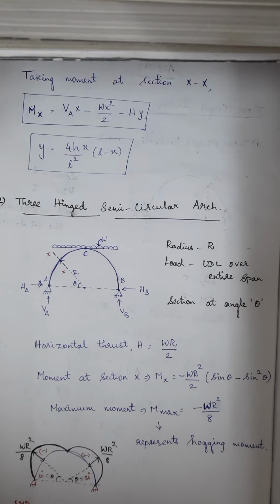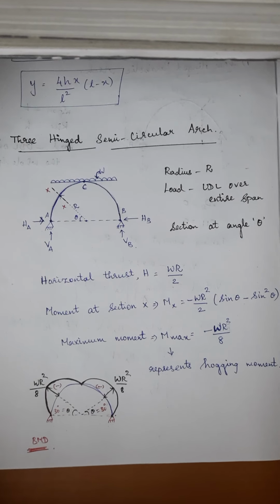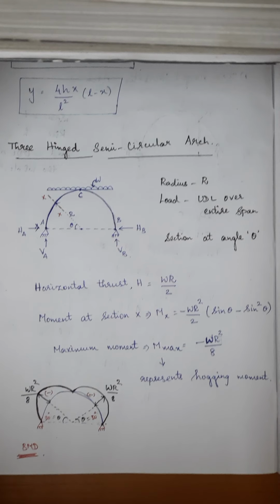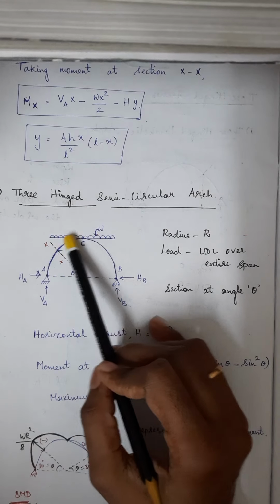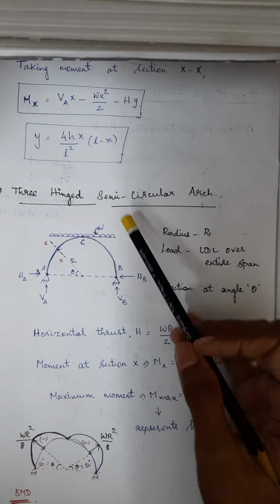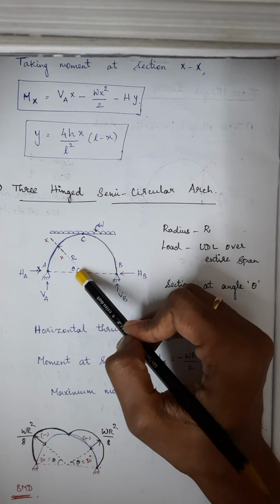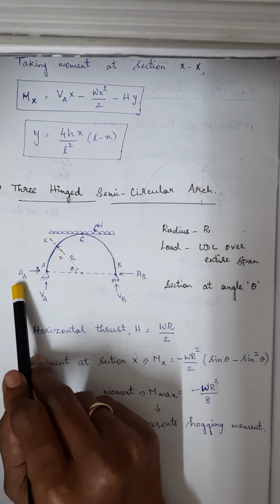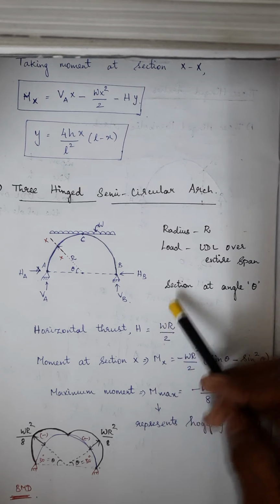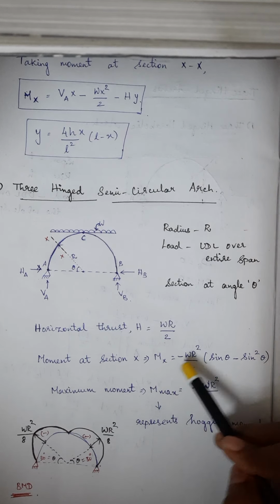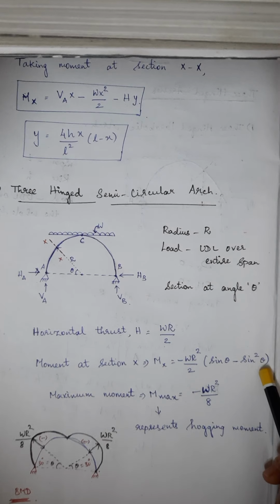Similarly, we can determine moment and horizontal thrust in a 3-hinged semicircular arch. Semicircular arch of radius R. Load will be a UDL over the entire span. Here the section XX is cut at an angle of theta. In this condition, horizontal thrust H will be WR by 2. R is radius, W is load. And moment at section MX will be minus WR square by 2 into sine theta minus sine square theta.